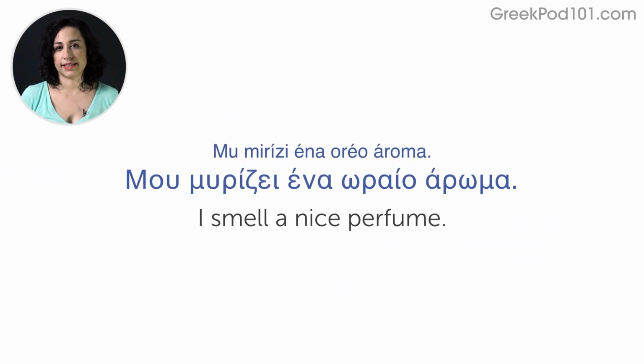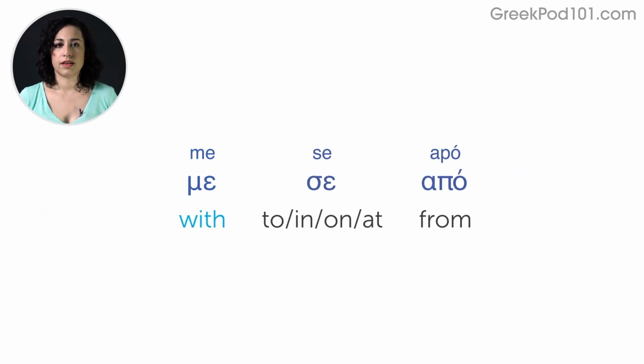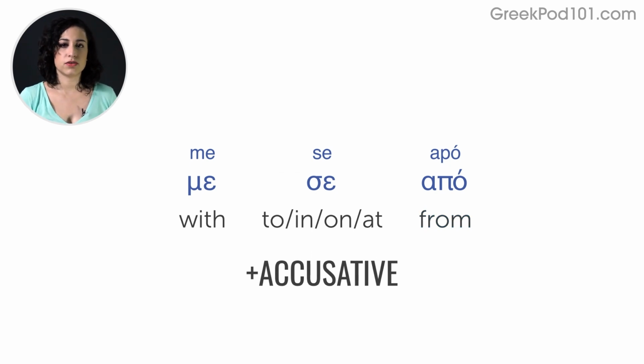Here is a sample sentence. Μου μυρίζει ένα ωραίο άρωμα. I smell a nice perfume. This direct object in genitive can usually be replaced by a similar prepositional phrase using a preposition such as με, with, σε, to, in, on, at, or από, from, etc., plus accusative.